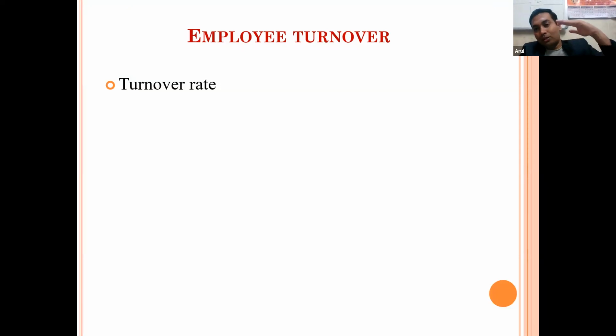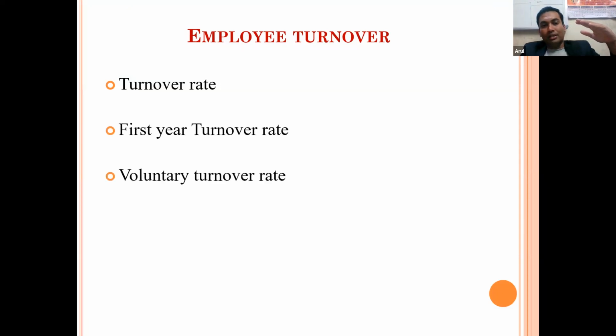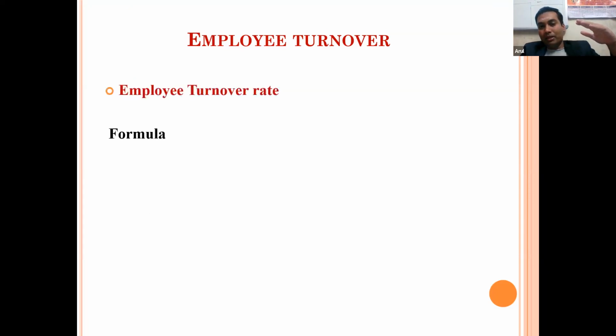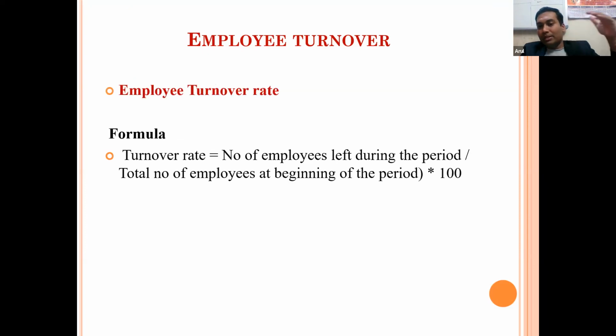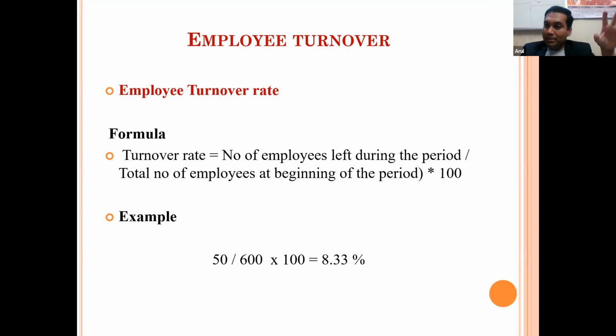If you see turnover as a metric, I think everyone knows what a turnover calculation is. If you take the employee turnover rate, it is the number of employees left during the period, for example 6 months or yearly, divided by the total number of employees at the beginning of the period. So the formula is 50 employees left, beginning 600 employees, 8.33%. Come back to my previous logic. So this is the overall employee turnover rate.